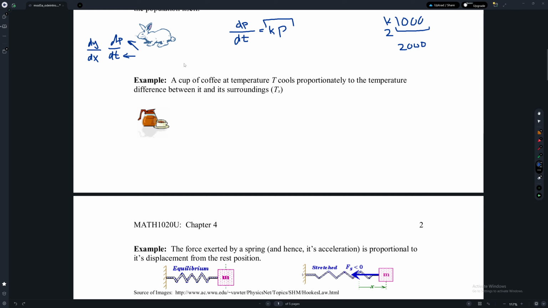And so a cup of coffee at temperature T. It tells us we have a cup of coffee with temperature T, that's the coffee cup temperature, and it cools proportionately, which means it equals the temperature difference between it and its surroundings. So first, let's map out this part right here. Temperature difference between it and its surroundings.